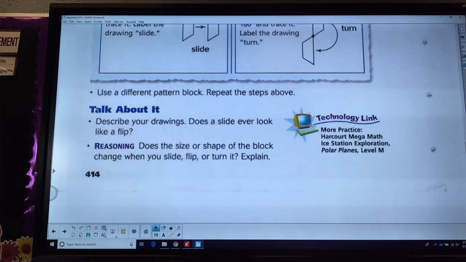We can try this out with different shapes, and you're still going to have the same thing. Remember, we have slides, flips, or turns, or translations, reflections, or rotations.